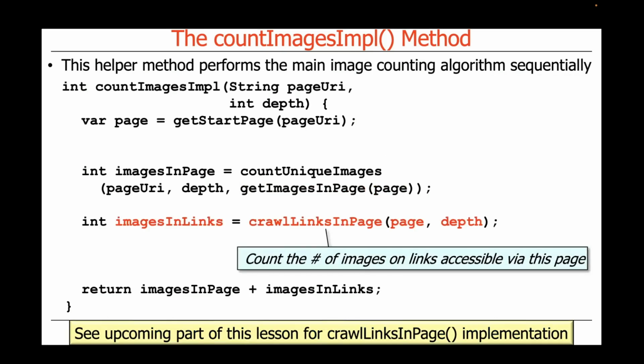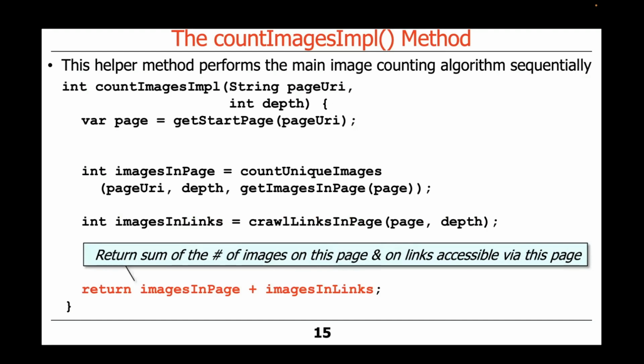Next, we're going to go ahead and count the number of images on links that are accessible via this page. We'll also talk about this in just a moment. This is going to recursively crawl from any URL that's linked on this page and find the counts of images that can be accessed from that particular link. So you can see now we've got 2 items that come back, images in page and images in links. And the last thing we're going to do is add the sum of the imagesInPage and imagesInLinks variables, and that will be the total at that depth in the recursion.